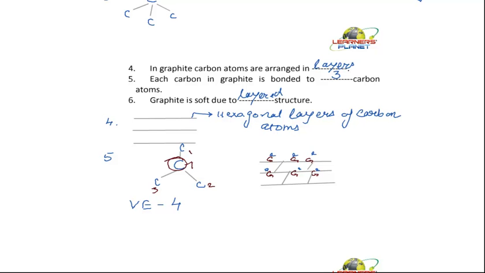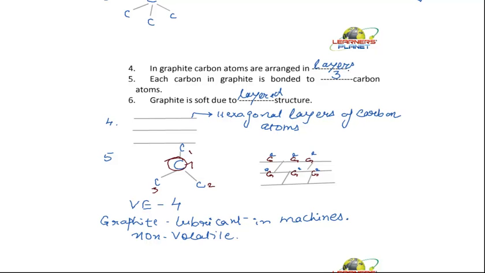Graphite is also used as a lubricant. Why is it used as a lubricant? Because graphite is used as a lubricant in machines. Why so? Because this graphite is non-volatile, and even at high temperature it doesn't convert into its gaseous state. So it is either mixed with petrol or it is used in its powdered form, as a lubricant.